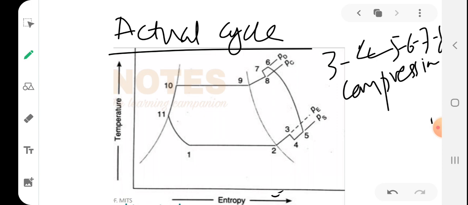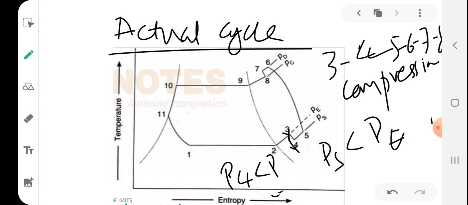At point 3 the refrigerant enters the compressor through the suction valve. At point 4 the pressure falls due to some resistance to flow while passing through the suction valve. So from 3 to 4 there is a pressure drop. Therefore, the actual suction pressure is less than PE, right? If the suction pressure is PS, it will be less than PE because P4 is less than PE. So this is P4, this is P3. Then only suction takes place.